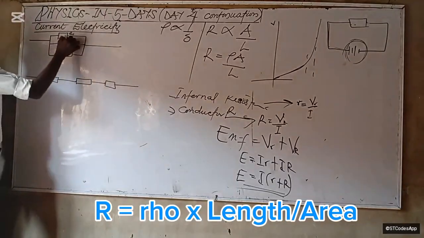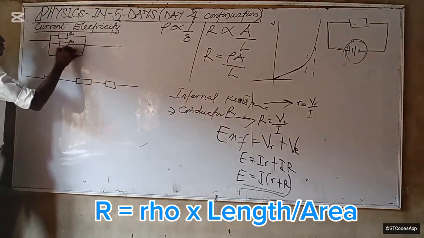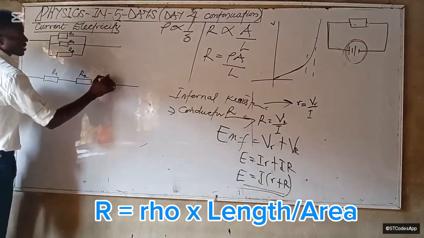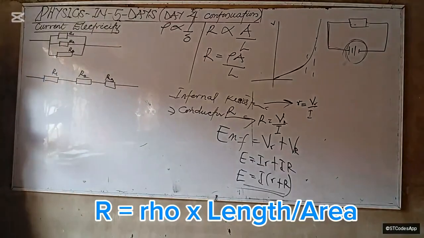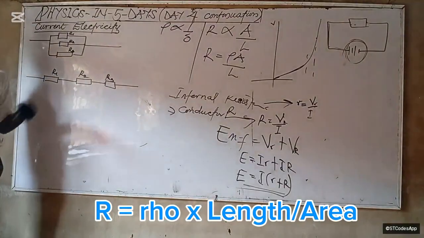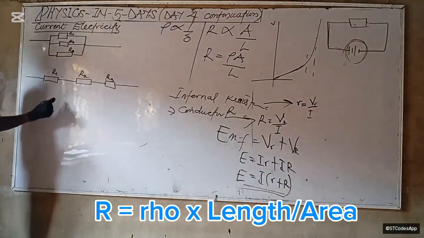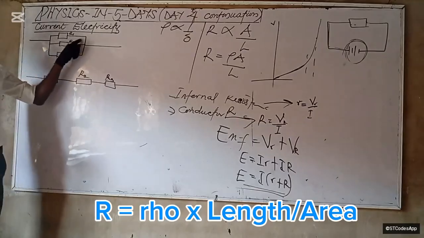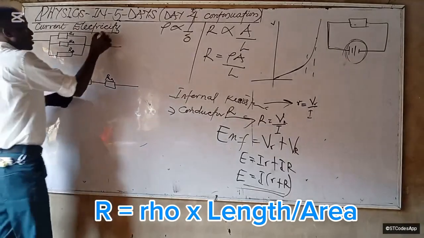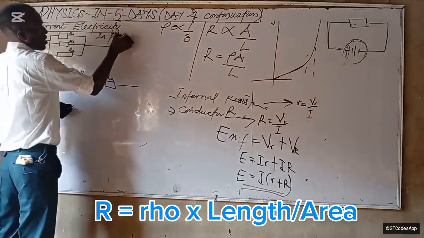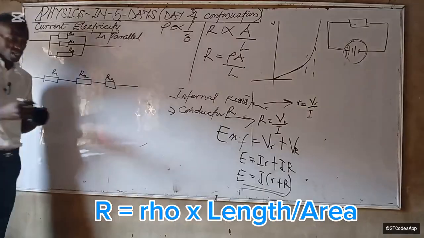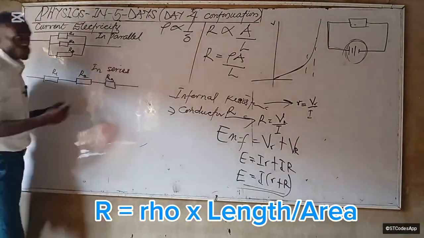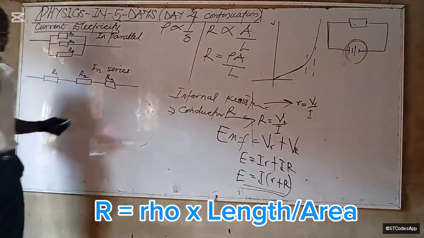Here will be R1, R2, R3. R1, R2, R3. Who can tell me the best way to arrange the load? The first way, the second way. Okay, now let's analyze. If we arrange our load this way, we call this in what? Parallel. Are you with me? Okay. We call this what? In series. You see what the best way is to arrange your load now, or your light bulb.